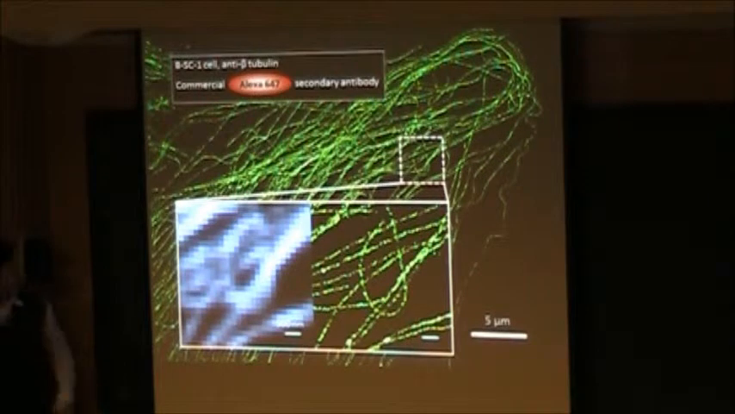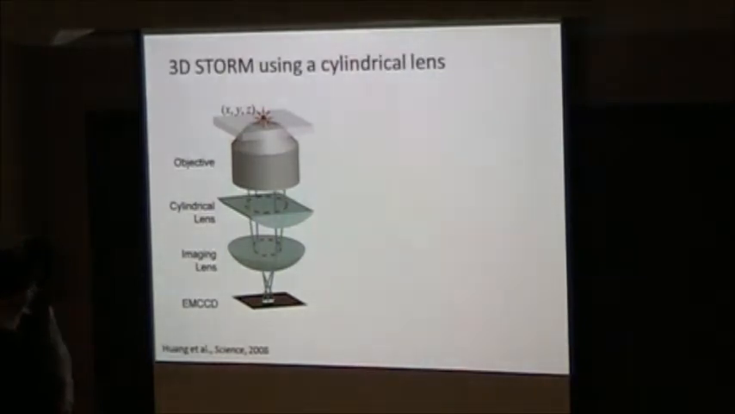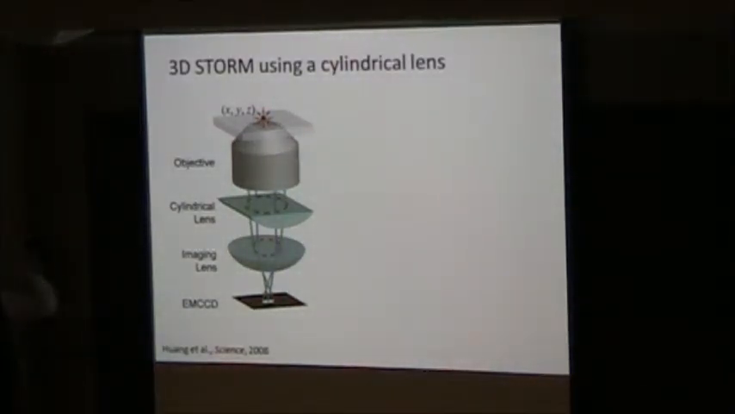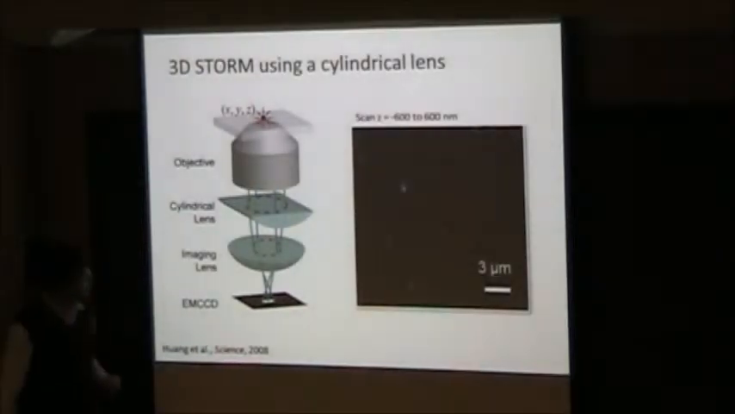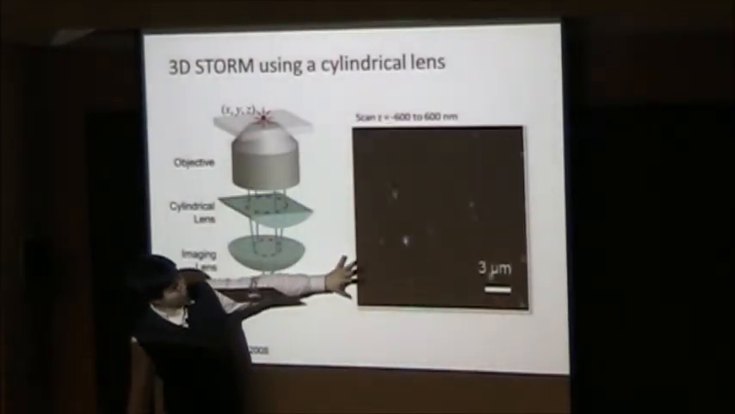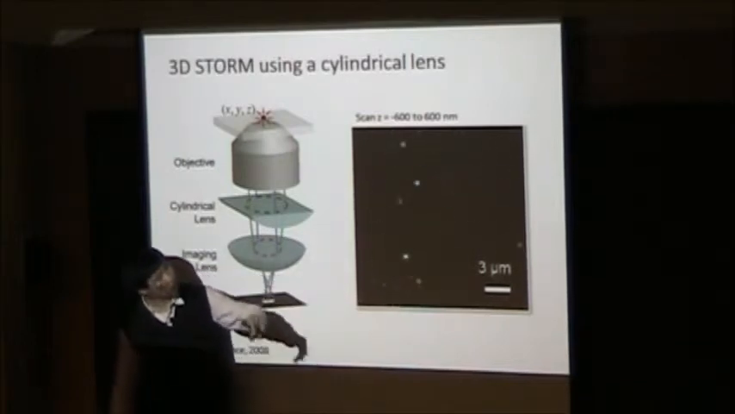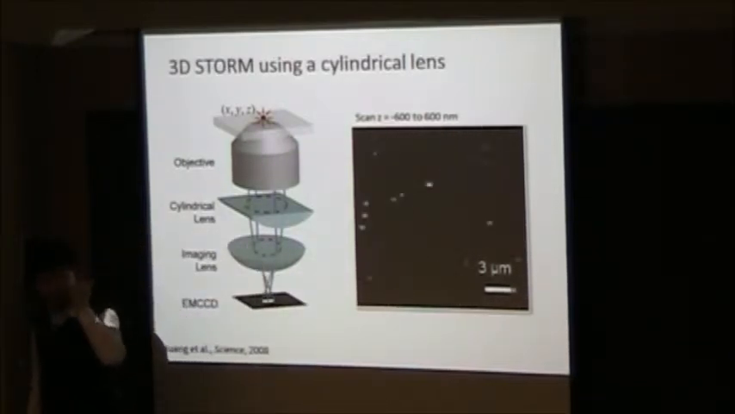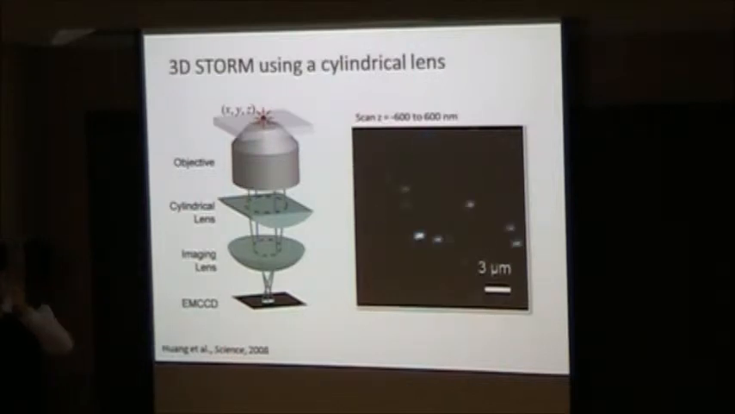This method can also be extended to three-dimensional localization. This is some work I did when I was a postdoc in Xiaowei's lab, which introduces some optical aberration in the imaging path. For example, here, when we scan the stage from below the focal plane to above the focal plane, the cylindrical lens causes the shape of these molecules to change. Then we can use the shape to determine the Z position, as well as the XY position from the center. That will allow us to reconstruct a 3D image.